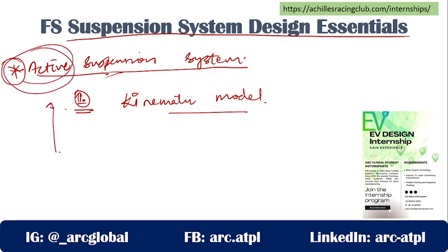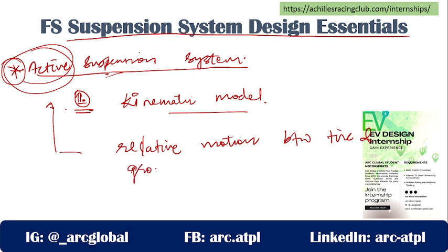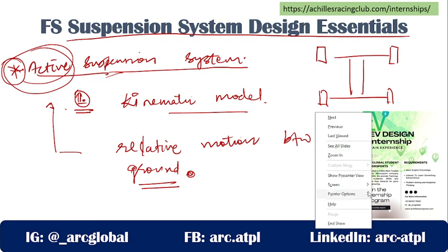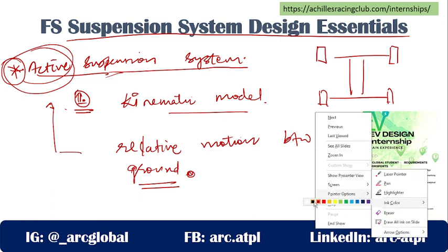Now, what do we need to do with the active suspension system? I need to generate the relative motion between my tire and the road and ground. The relative motion needs to be generated. Now, if I look at the top view of the vehicle, this is how the vehicle looks like.